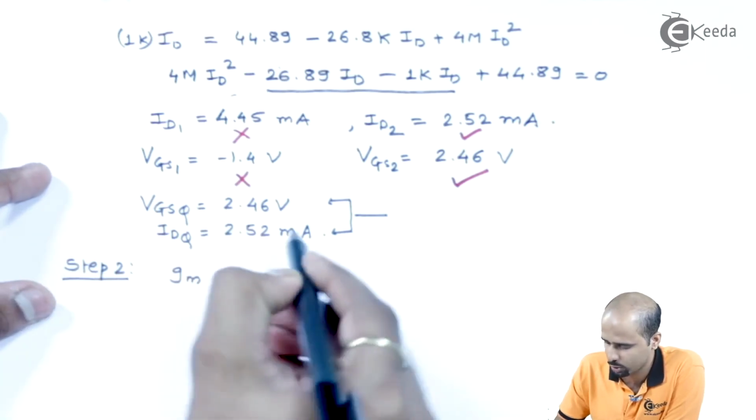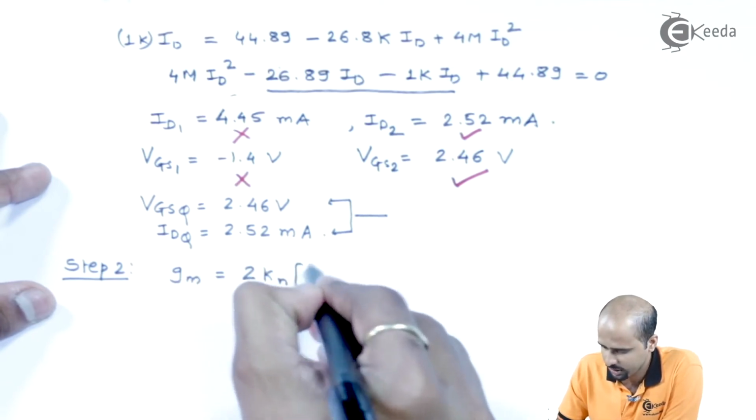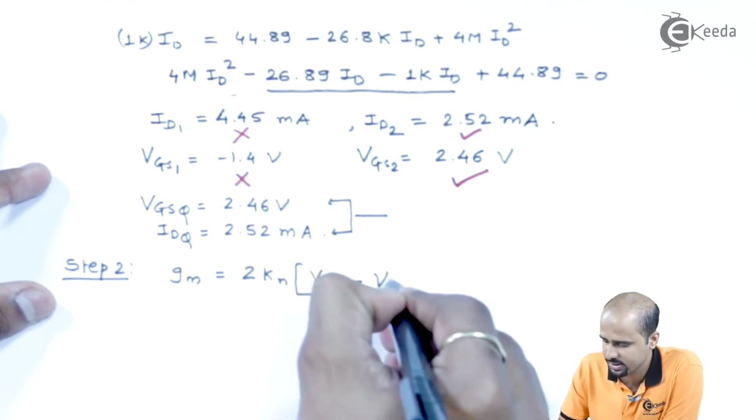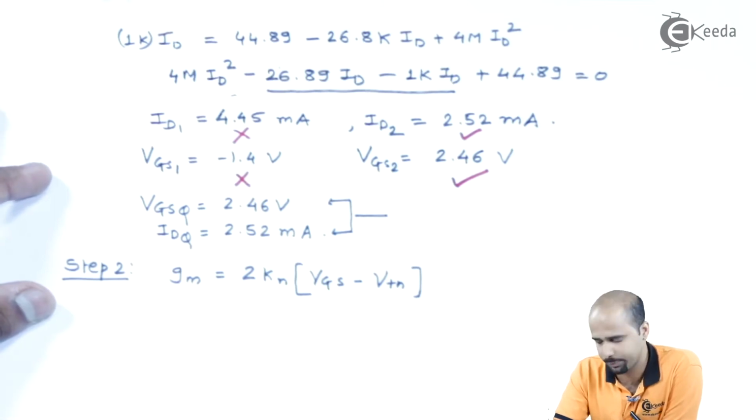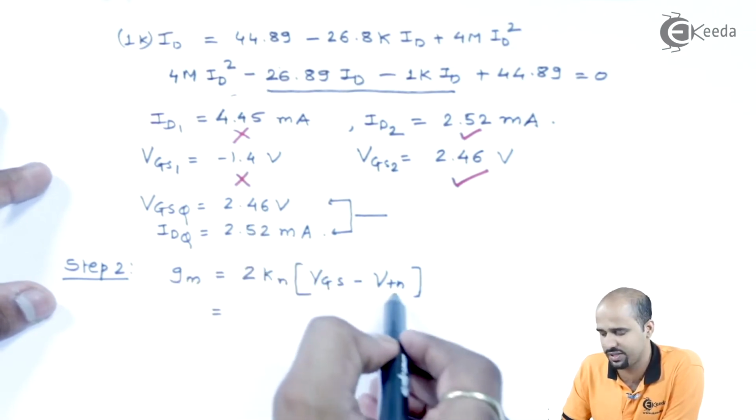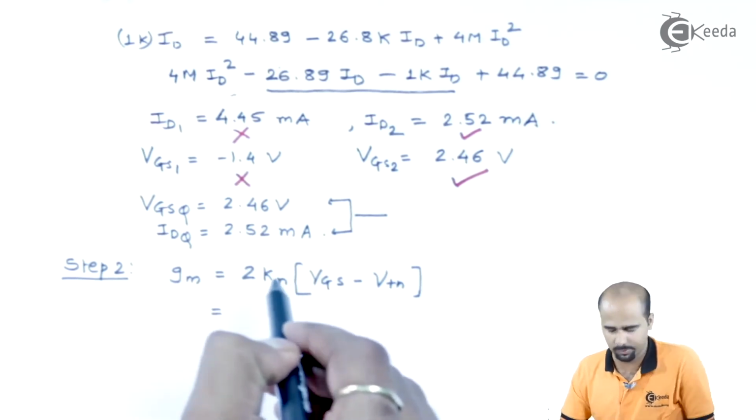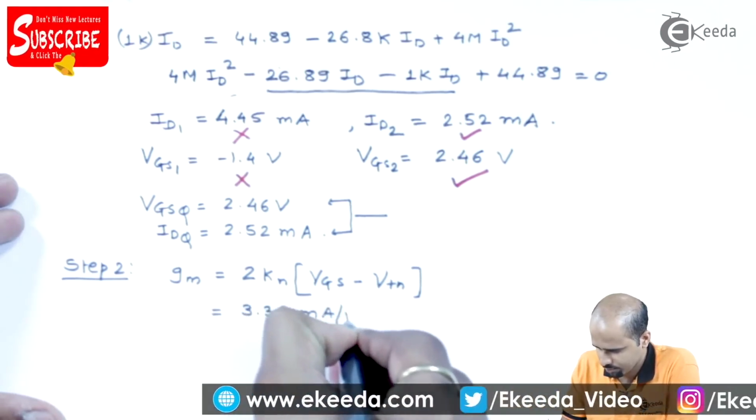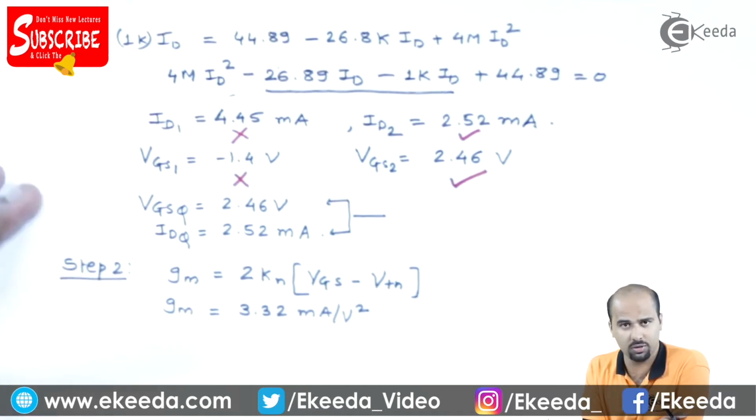So what's the value of GM? GM is nothing but 2 into Kn multiplied by VGS minus VTH, right? So this is the value of GM. Let's find it out, putting the value of Kn equal to 1 milli, VGS equal to 2.46 and VTH equal to 0.8. Let's calculate this value and come to me. Pause the screen, calculate the value and come to me. This is the value of GM which we will be getting, that is GM equal to 3.32 milliamps per volt square, right? So we'll make use of this GM in the further AC analysis.